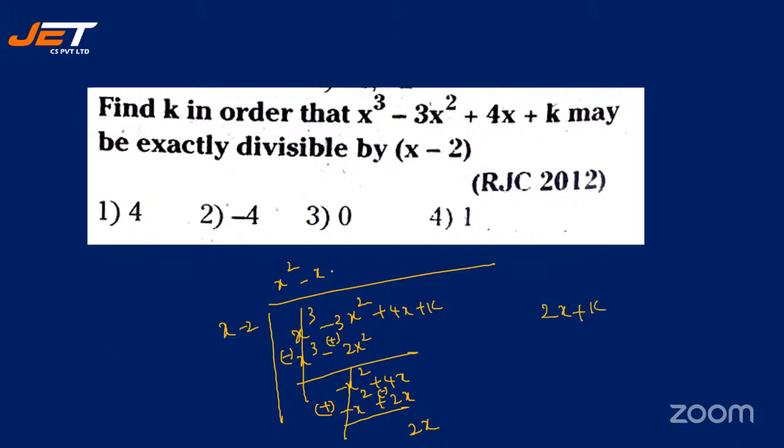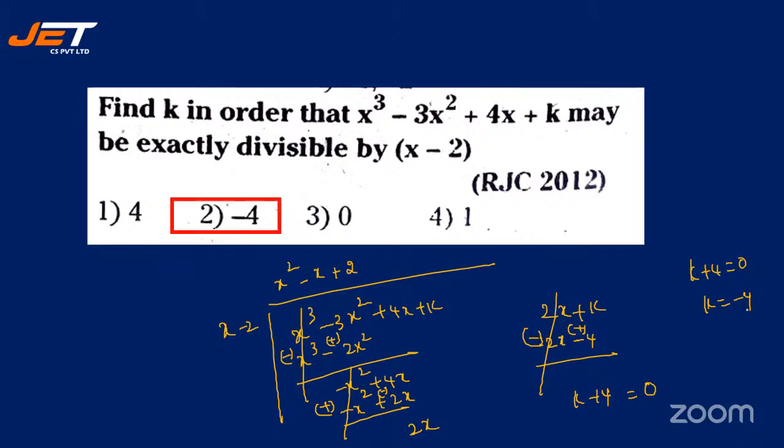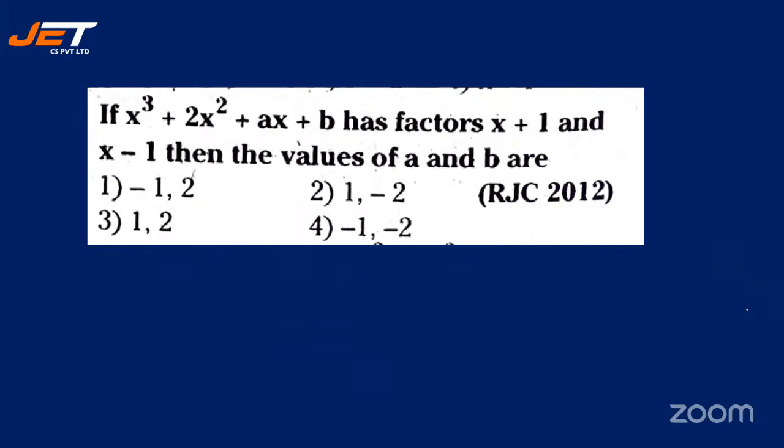So x into x plus 2. So 2 into x is 2x minus 4. When you change the sign, you get k plus 4. And they say it is exactly divisible, which means your remainder is 0. So k plus 4 is 0 means k is minus 4. So that is why option 2 is correct. If you had given your option as 2, then your answer is right. With this, we are moving on to the next question.